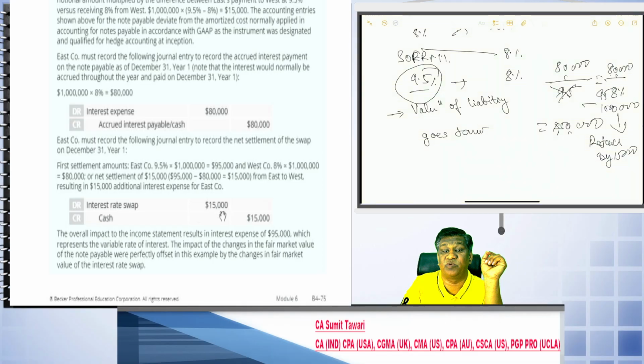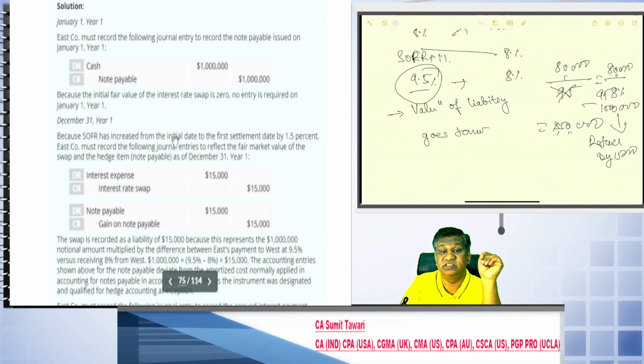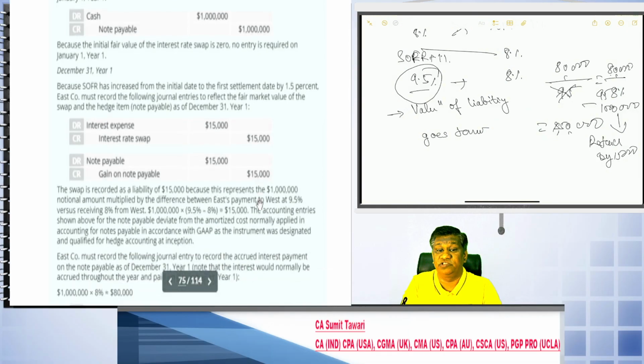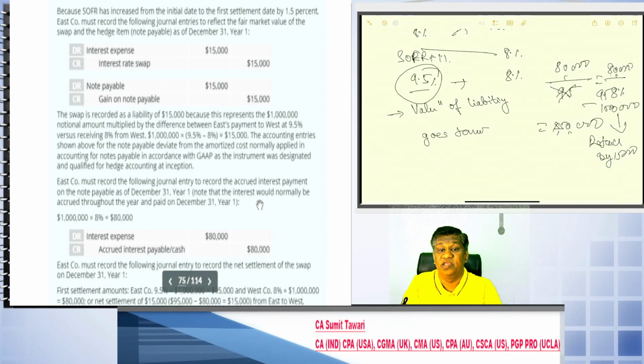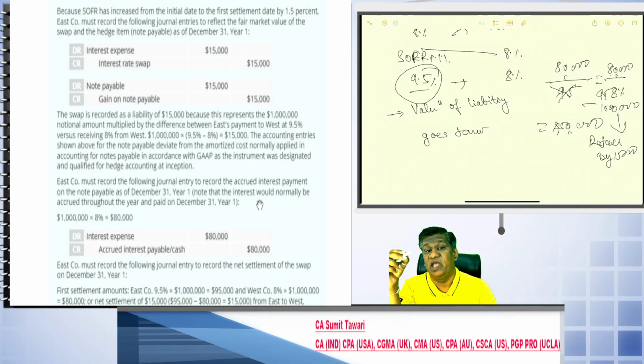So interest rate swap debit and the cash account credit. Okay. So here they recognize the additional expenses. Now they need to do the valuation of the liability. So if I'm paying my investor 80,000, and the market rate is 8%, the valuation of the liability is 1 million.